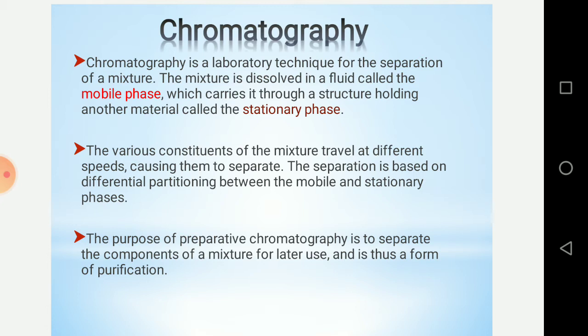And how it separates the compounds: the compound which has higher affinity to the stationary phase gets attached to the stationary phase and travels less, and the compound which has lower affinity does not attach to the stationary phase and travels faster, and based on their distance the compounds are separated.